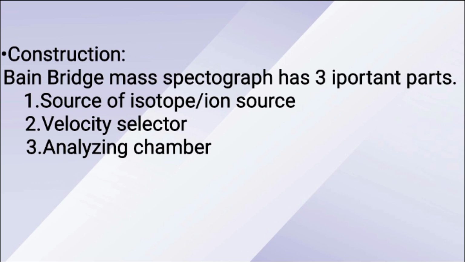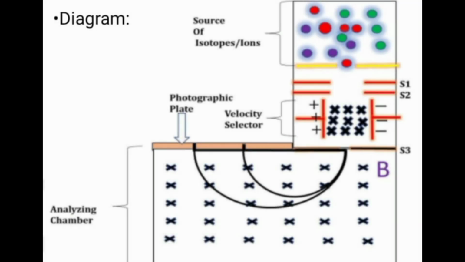Construction of Bainbridge mass spectrograph. The Bainbridge mass spectrograph has three important parts. First, the source of isotopes, the ion source. Second, the velocity selector, and third, the analyzing chamber. Diagram of Bainbridge mass spectrograph.